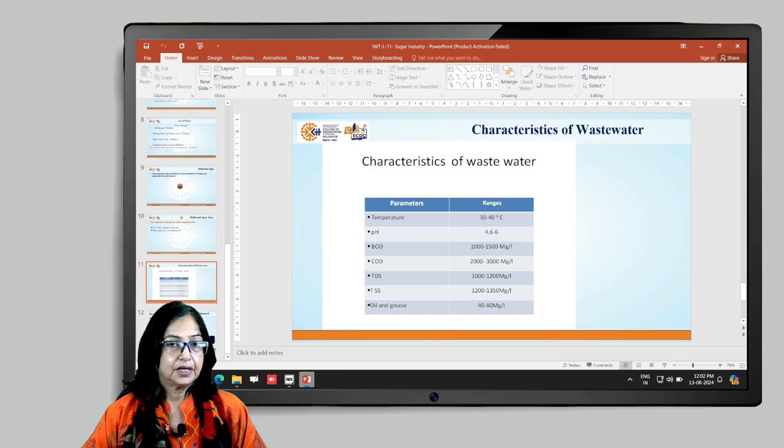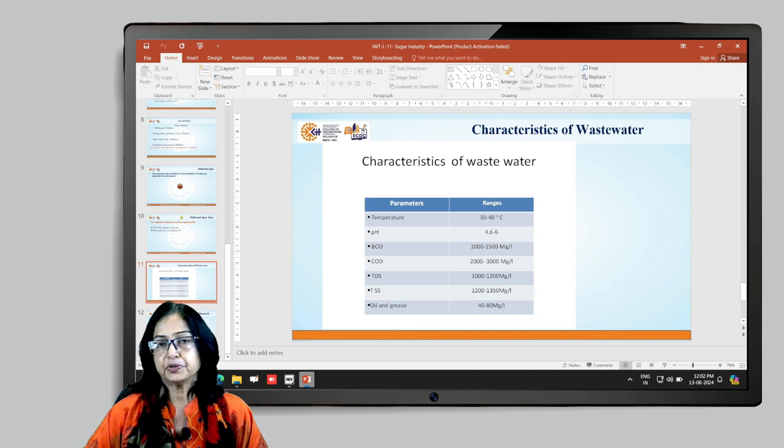And another important characteristic is oil and grease. It is up to 40 milligrams per liter. And the mill house, the crushing process, is the main source of oil and grease. The gearbox requires spraying of coolant on the gear, and this results in the presence of oil and grease in the wastewater.